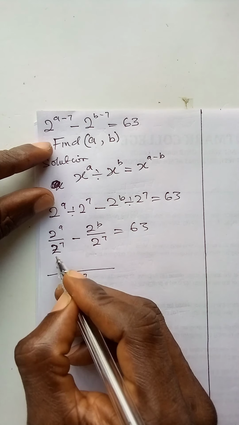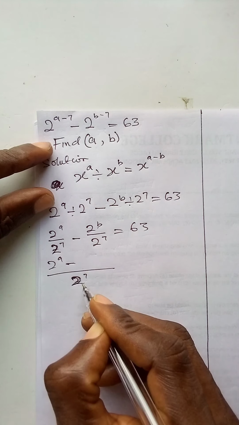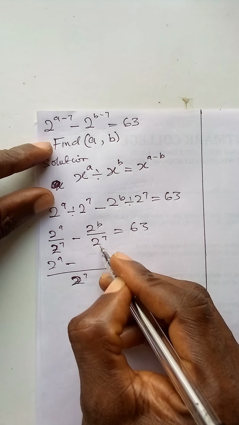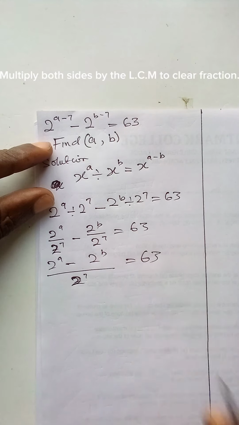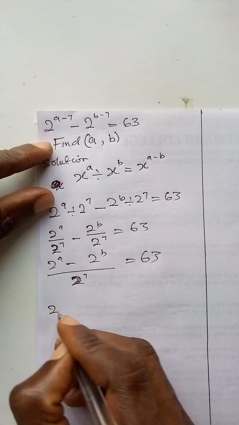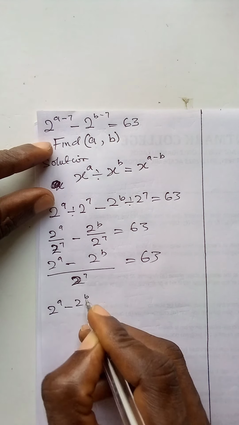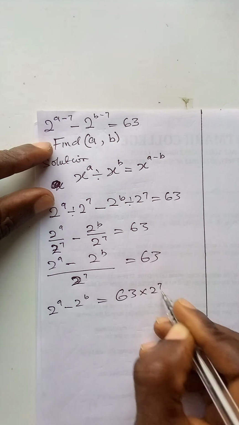2 to power 7 divided by 2 to power 7 is 1. 1 times 2 to power a is 2 to power a minus 2 to power 7 divided by that one, the same thing. We have 2 to power b here is equal to 63. So I will multiply both sides now by 2 to power 7. That becomes 2 to power a minus 2 to power b is equal to 63 times 2 to power 7.